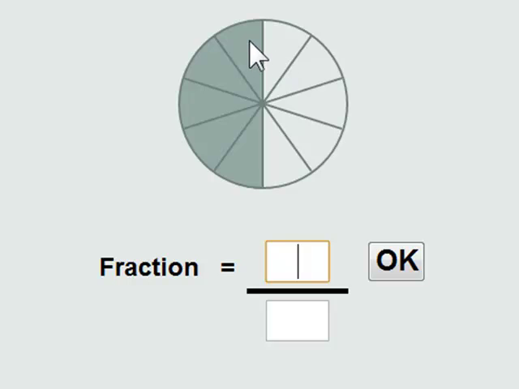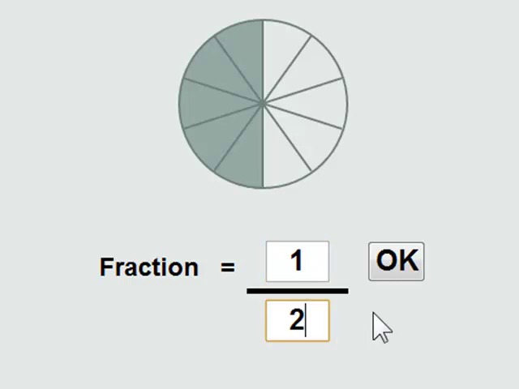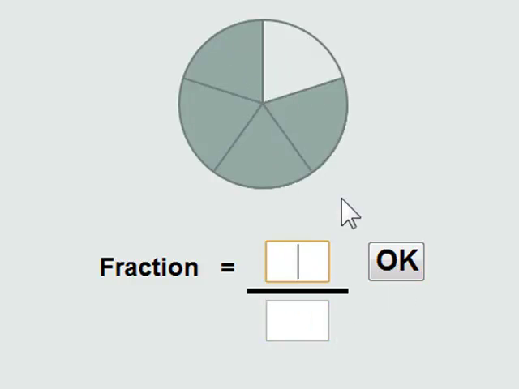Now let's take a look at this. 1, 2, 3, 4, 5, 6, 7, 8, 9, 10. There are 10 parts, and 5 of them are shaded in. But I noticed something about this. If I ignore all these little wedges, and I just look at this big shaded part here, and I compare this to this, they're exactly the same size. So I can say 1 out of 2 of those is shaded in. So 1 half of that is shaded in.